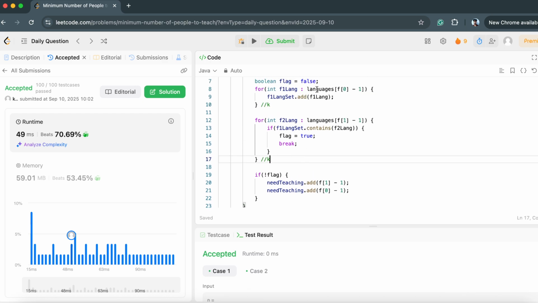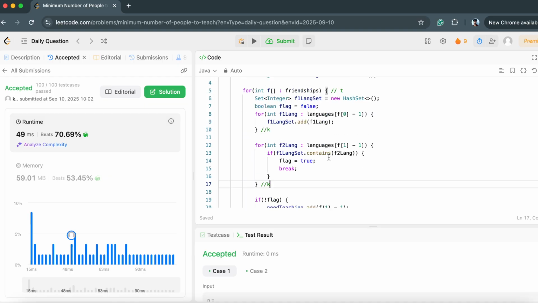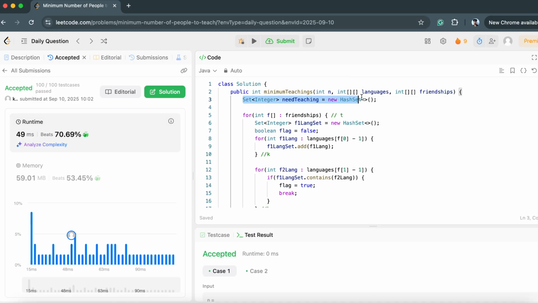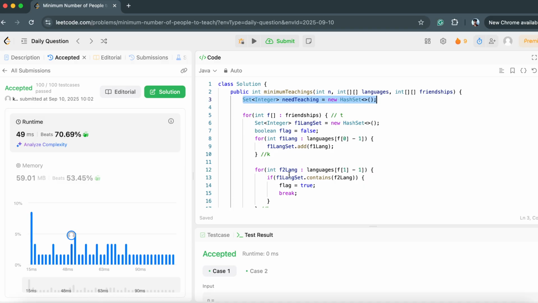So all the way it is t cross k plus f cross k, plus lastly we are just trying to get n, and that is the complexity. And the size is all the common users' friends, right? If we add all of the friends, that is the needTeaching set, that is the size we are considering. We can discuss this complexity by breaking it into parts, but yes, it is fine. So we can write this code in this particular way.